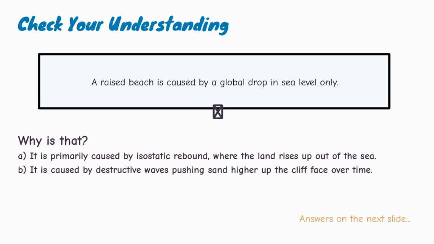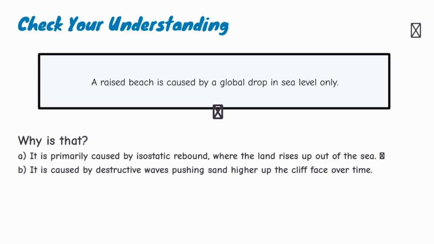Option B is incorrect because destructive waves do not push sand higher and higher up a cliff face to form a raised beach. Raised beaches are linked to relative sea level change. The correct answer is A. It is primarily caused by isostatic rebound, where the land rises up out of the sea. This is a key distinction. If sea level falls globally, that is eustatic change. If land rises locally, that is isostatic change.